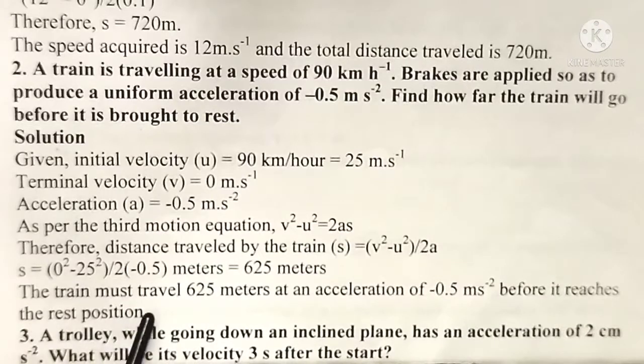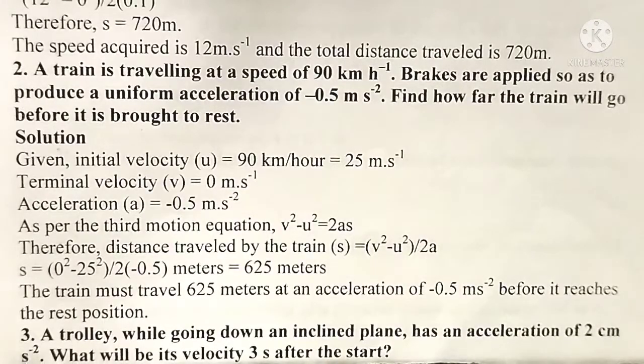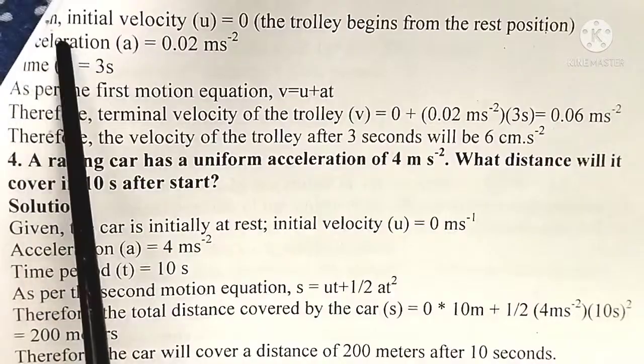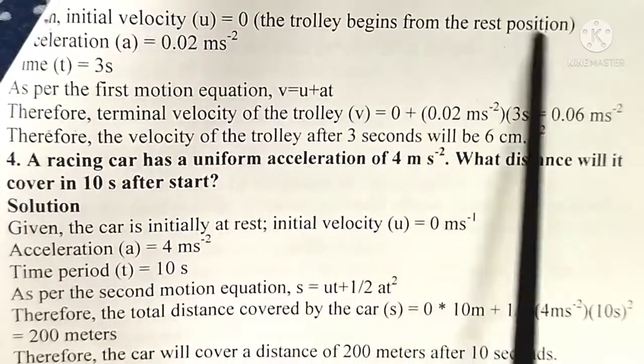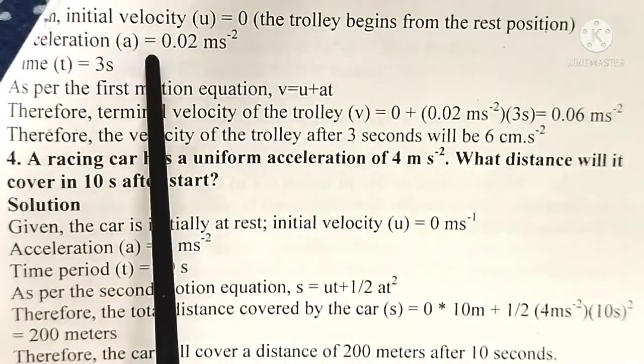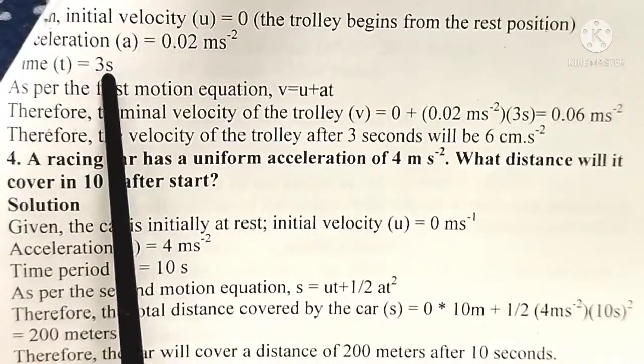the rest position. Third question, a trolley while going down an inclined plane has an acceleration of 2 centimeters per second square. What will be the velocity 3 seconds after the start? Then initial velocity u is equal to 0. The trolley begins from the rest position. Acceleration a is equal to 0.02 meter per second square. Time t is equal to 3 seconds.